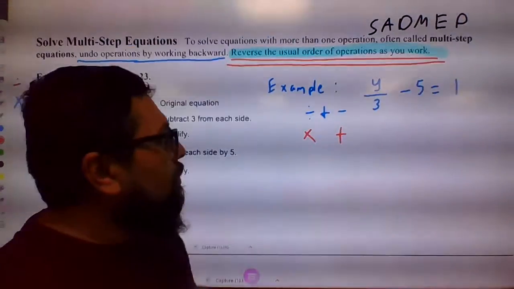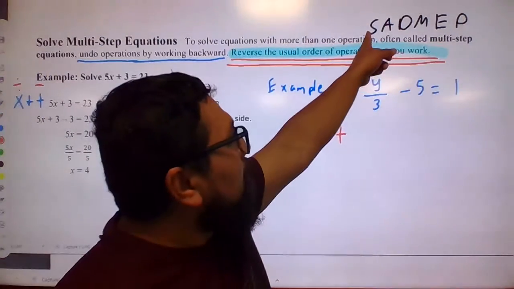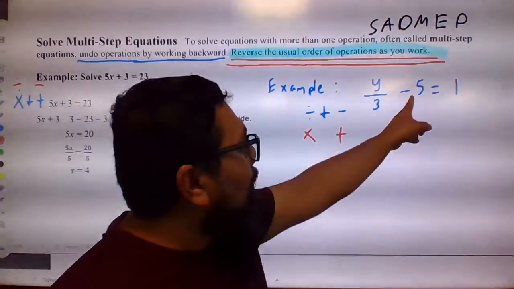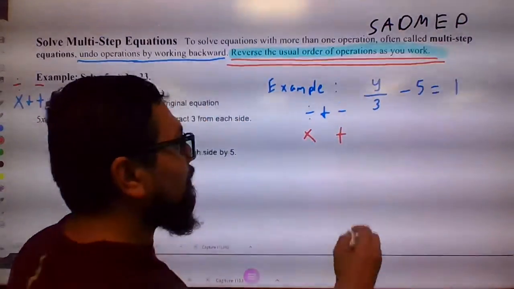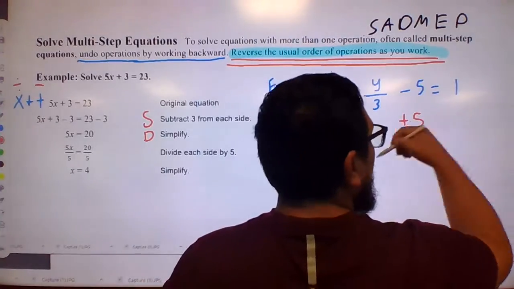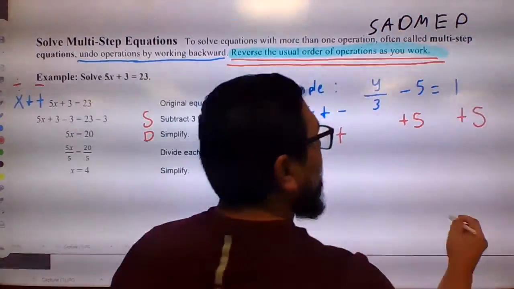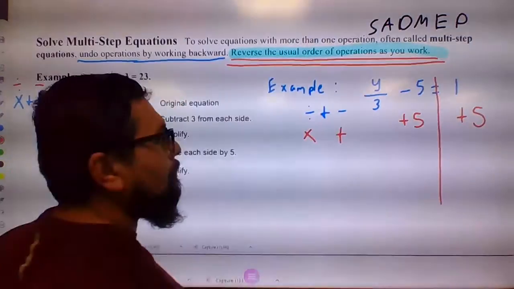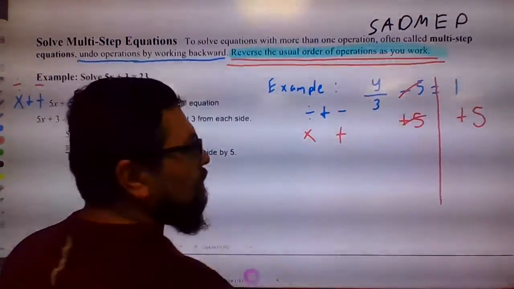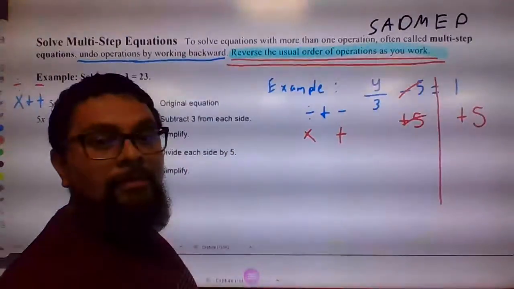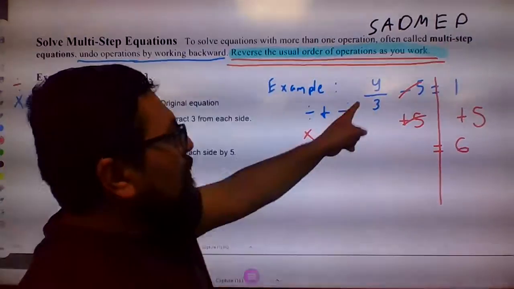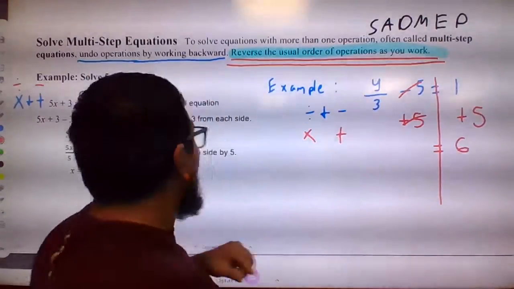Okay, so do we subtract or add first? It looks like we're going to add first. So we're going to add the 5 to both sides. So add 5. What you do to one side, you do to the other. You have to keep it balanced. Okay, so this becomes 0. So what's 1 plus 5? 6.